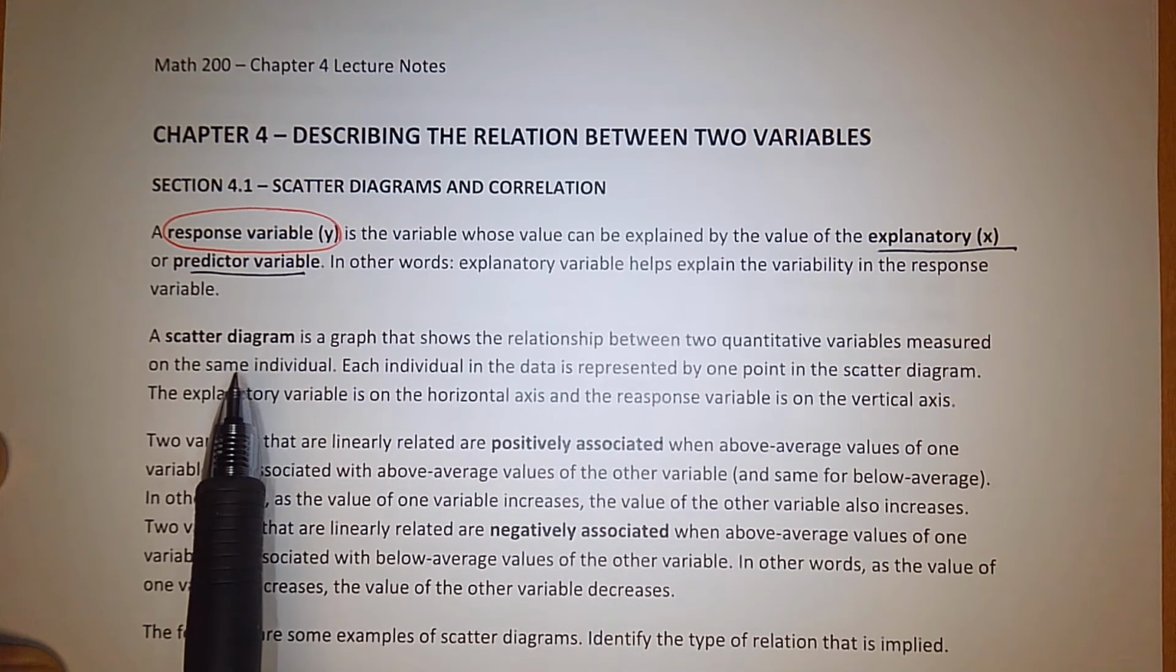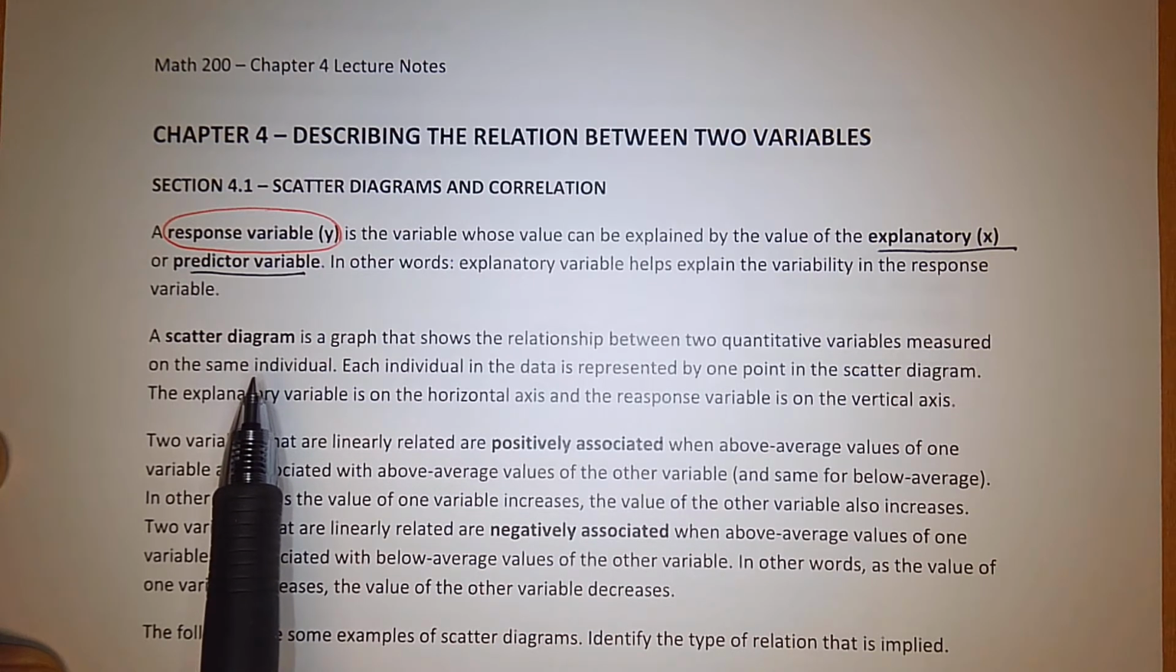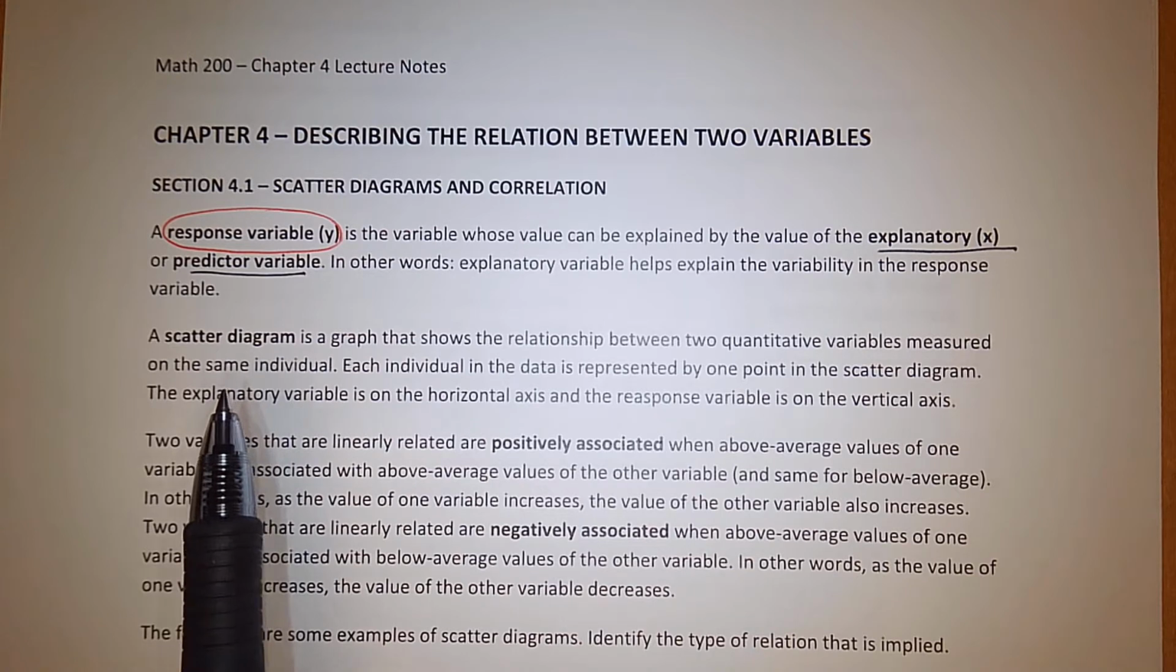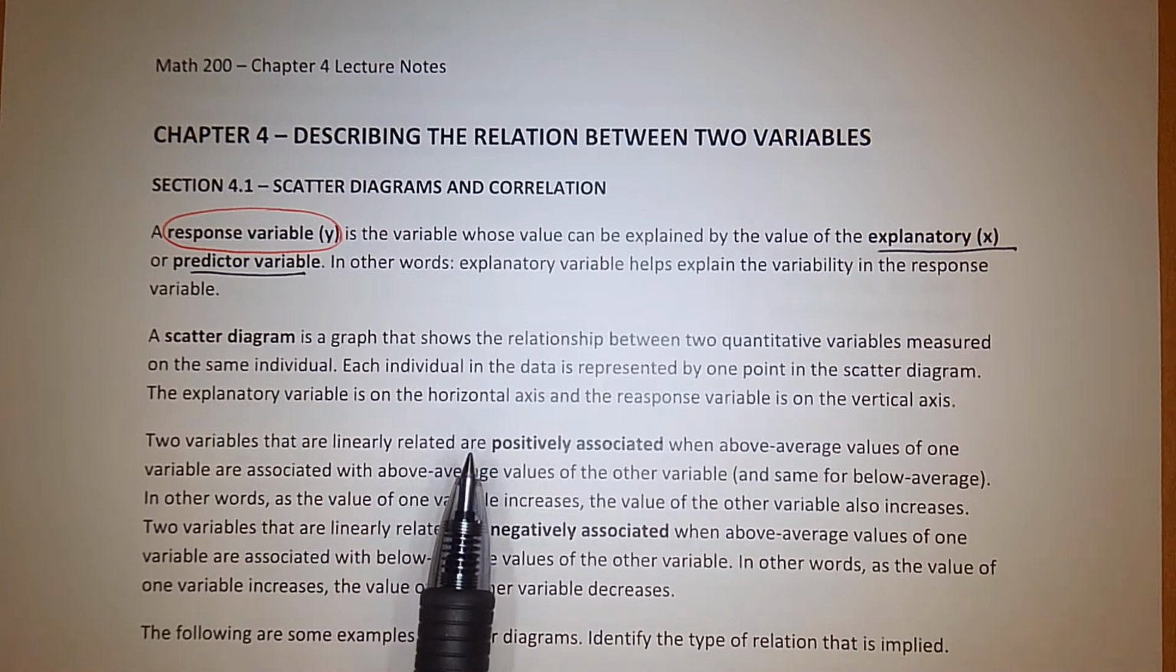A scatter diagram is a graph that shows this relationship between two quantitative variables, and they're measured on the same individual. Each individual in the data is represented by one point in the scatter diagram. The explanatory variable is on the horizontal axis and the response is on the vertical axis.